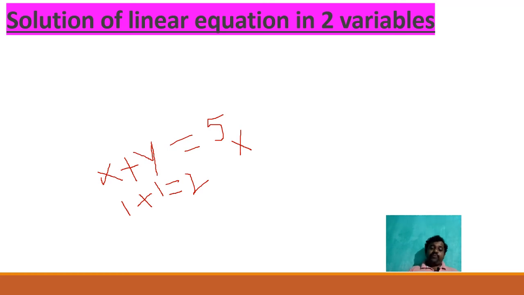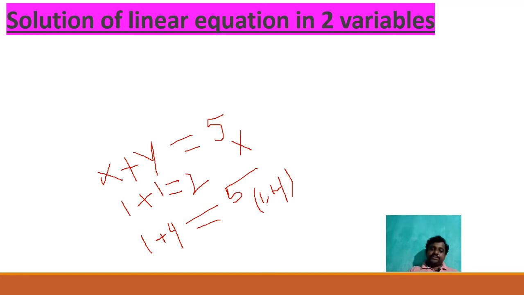Now if you take the value of x as 1 and the value of y as 4, what is the sum of 1 and 4? It is nothing but 5. Is it satisfied? Yes. If x is 1 and y is 4, it satisfies the equation. Then it is a solution for x + y = 5.